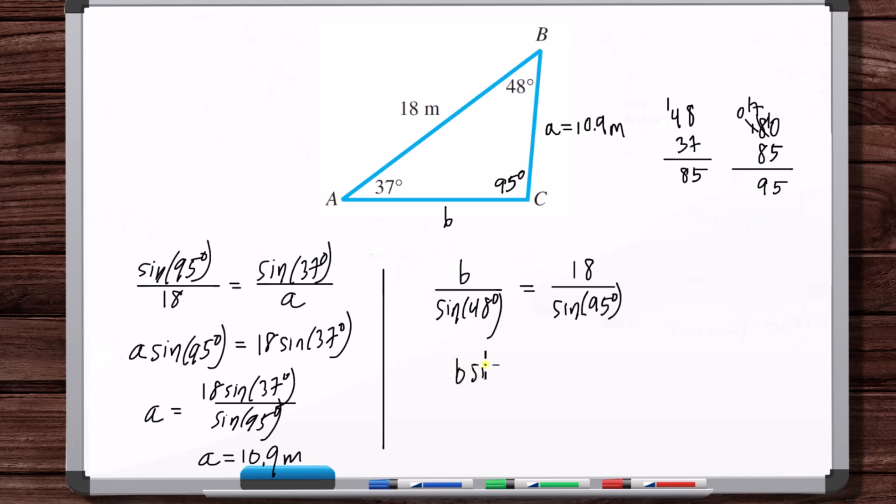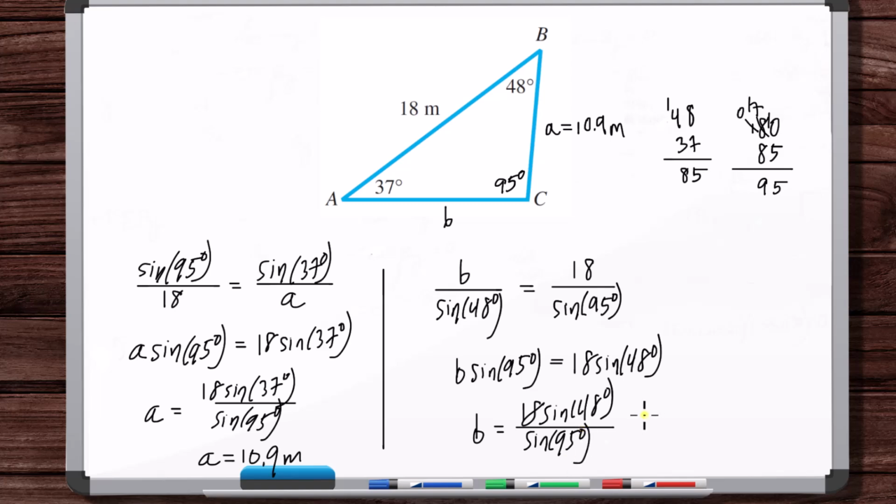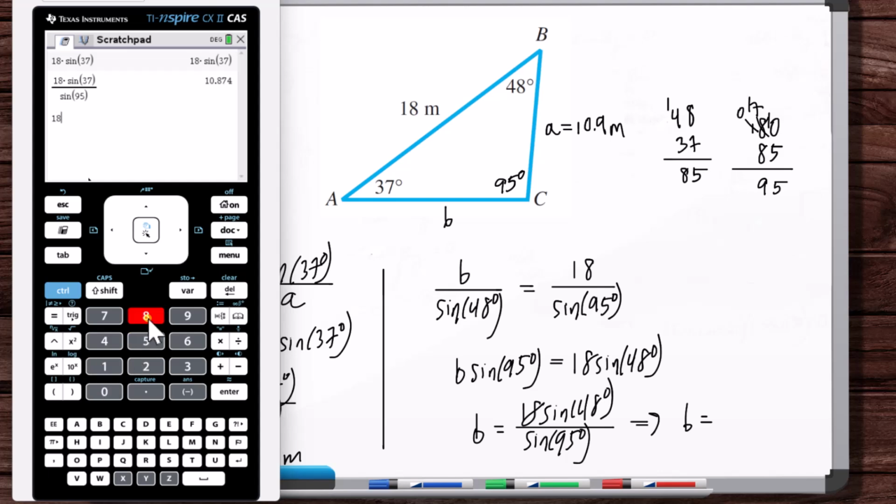So b sine of 95 is equal to 18 sine of 48. So b is equal to 18 sine of 48 over sine of 95. So 18 sine of 48 over sine of 95 is 13.4 meters.